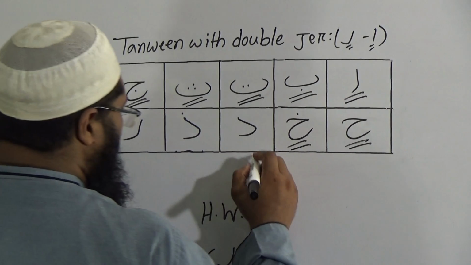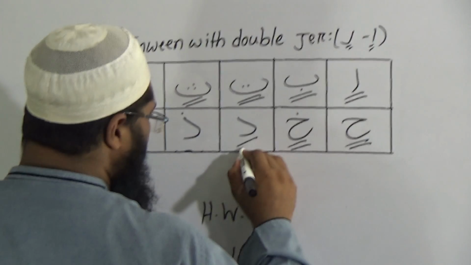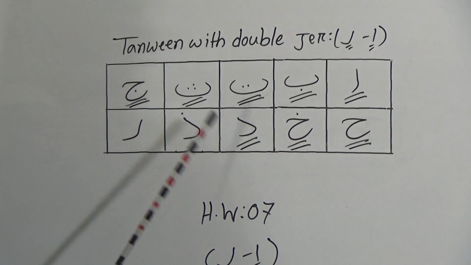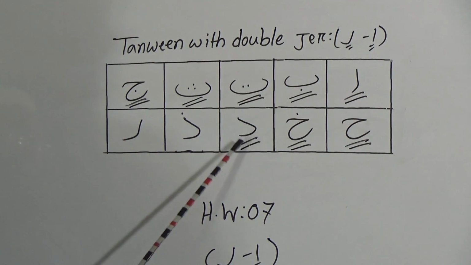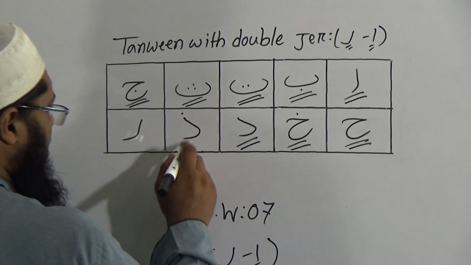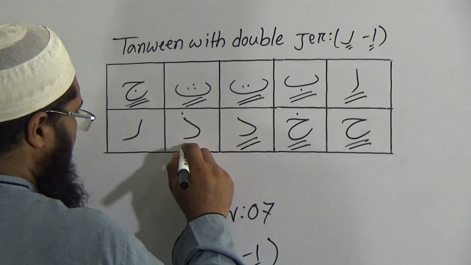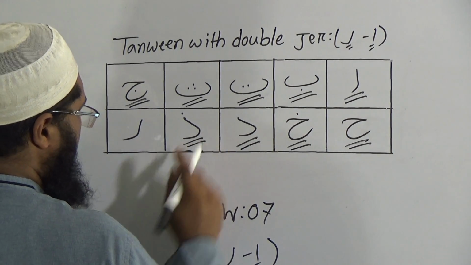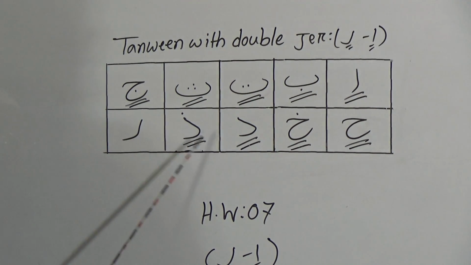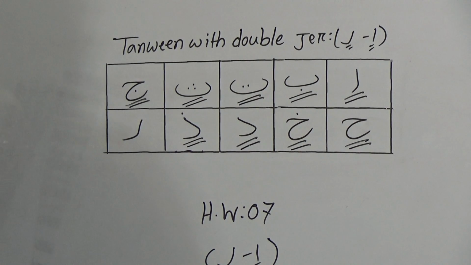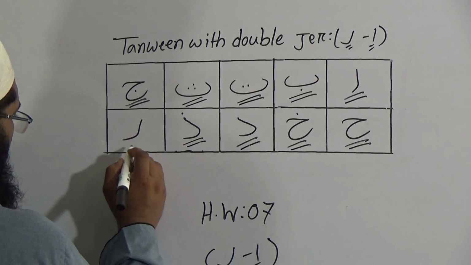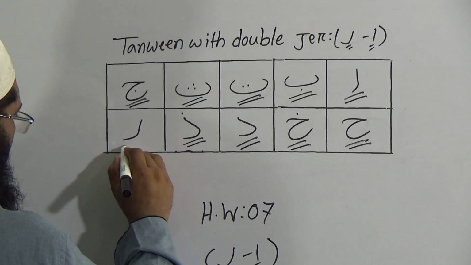Now this one is Dal. I'm giving double Jer under the Dal. Then you have to pronounce this one Dal Dui Jer Din. Okay, now this one is Dal. I'm giving double Jer under the Dal, and you have to pronounce this one Dal Dui Jer Din.